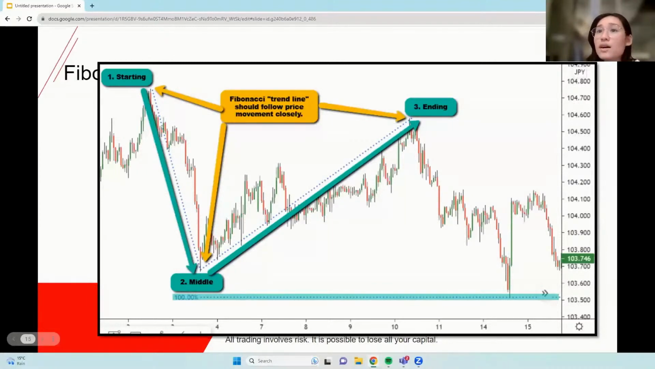Okay, so here's an example of a Fibonacci projection analysis. So we have a starting point here, middle point here, and ending point here. And you can see very clearly this flash shape. So this Fibonacci trend line, as I mentioned earlier, should follow price movement really closely. So follow the shape of the market basically.